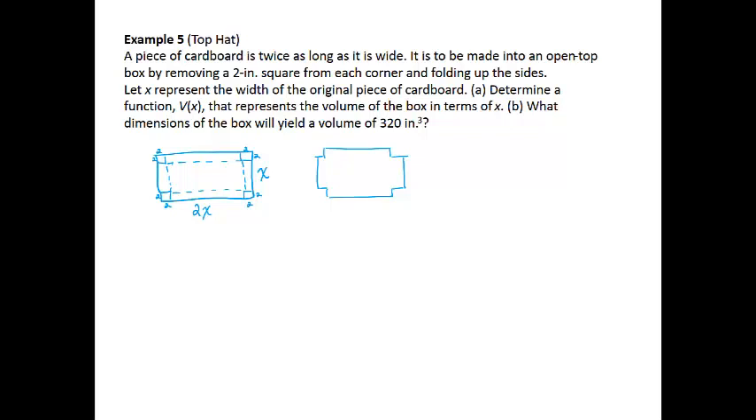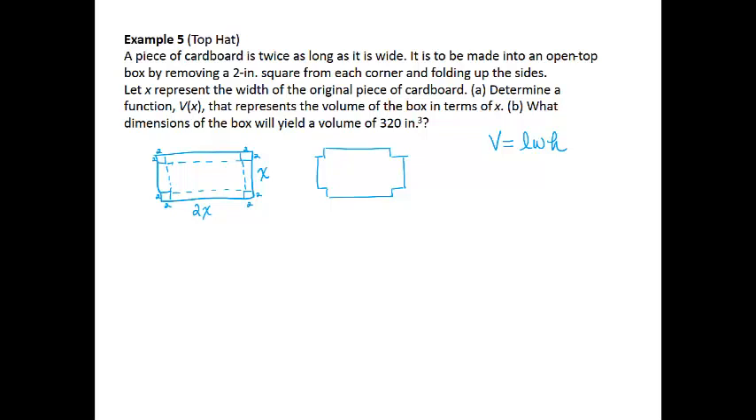And we need to determine a function that represents the volume of the box in terms of x, and then to determine what dimensions will yield a volume of 320 cubic inches. So the volume, if you remember, of a box is length times width times height. So we have to figure out those dimensions of this new piece of cardboard, right? Because now those are the things that we're folding up to get the length, width, and height of the box.